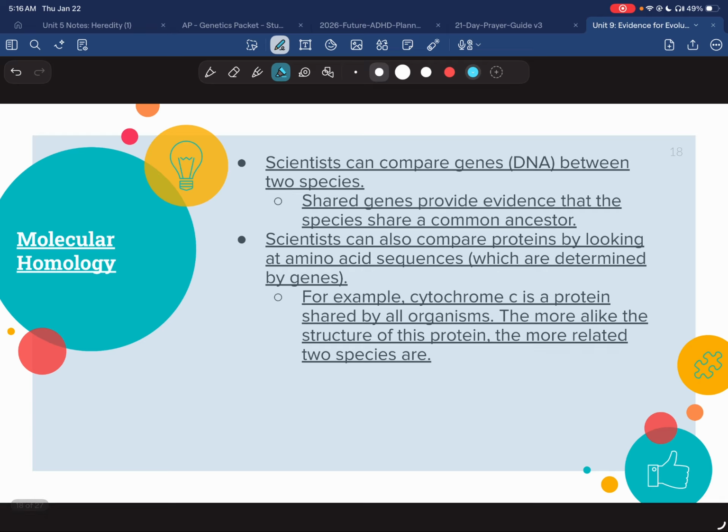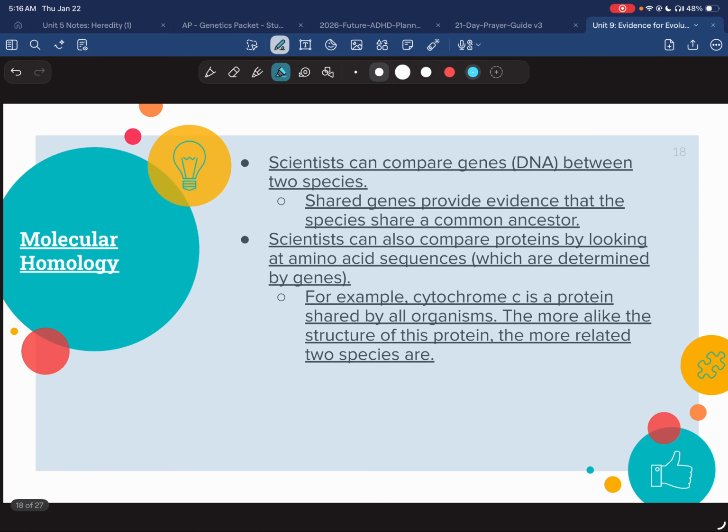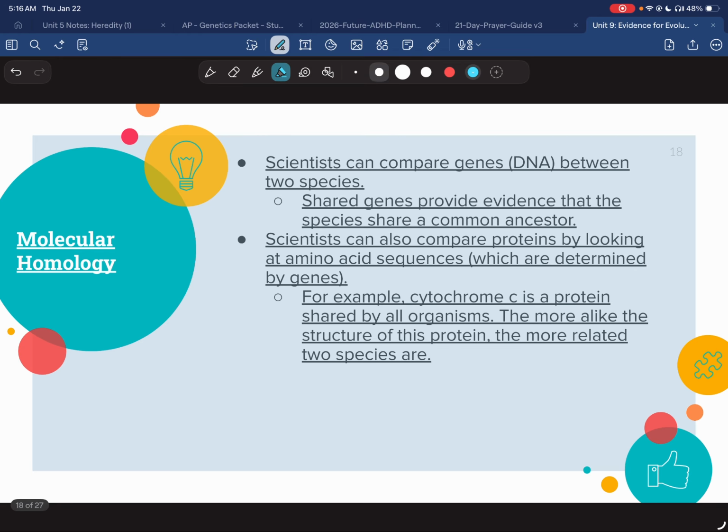Okay, let me see. Yep, we'll probably stop after this one. Molecular homology. So scientists can compare DNA. That's what the molecular part means. Shared genes provide evidence that two species share common ancestors. We can compare proteins too, because remember, DNA gives us our instructions for proteins, so we can look at amino acid sequences.